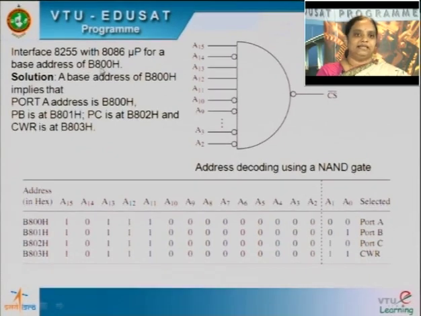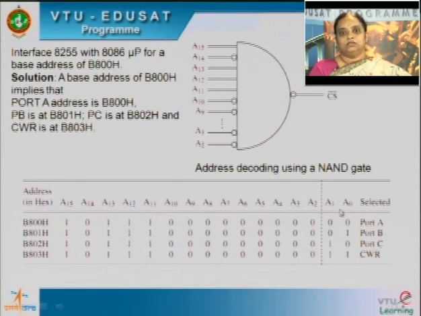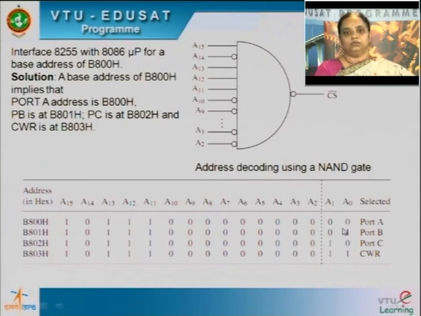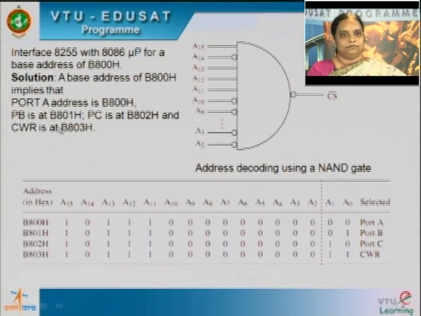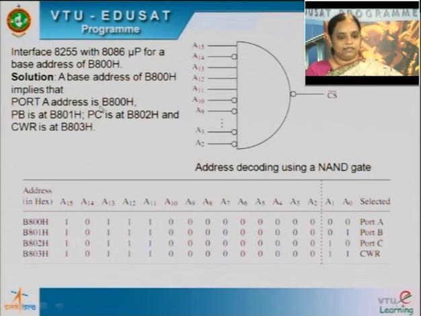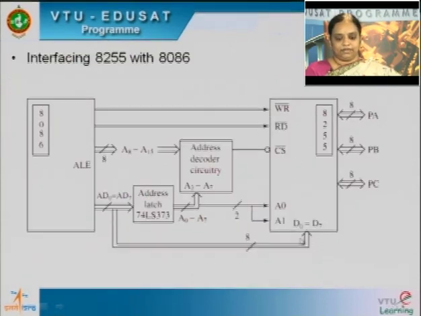Check whether it's a valid address. Suppose the last 2 bits are not 00, that's not a valid address for 8255. For 8255 we require 4 addresses, and out of these 4 addresses, the base address should start with 00. If it is something like 01 or 10, that cannot be the base address. So the 4 addresses for this are: the address range is B800 for port A, B801 for port B, then port C, and so on. We take A1 and A0 connected directly to the 8255.